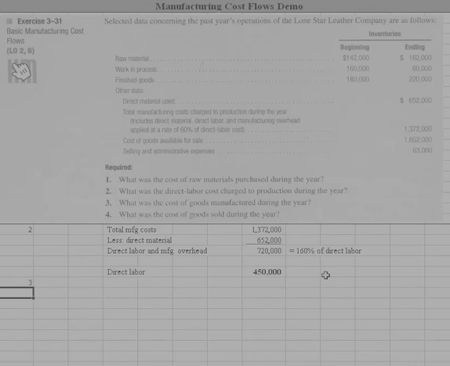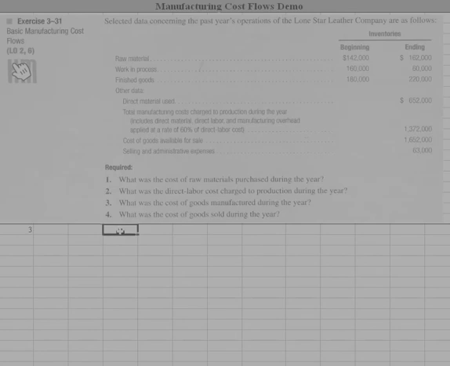What was the cost of goods manufactured during the year? Let's slide down and I'll work on that. Well, we need to compute the schedule of cost of goods manufactured. Let's start off with the WIP, that's work in process, sometimes called WIP, inventory beginning, and we know that the beginning was 160,000. Let me slide this over. We get a little bit more room to work.